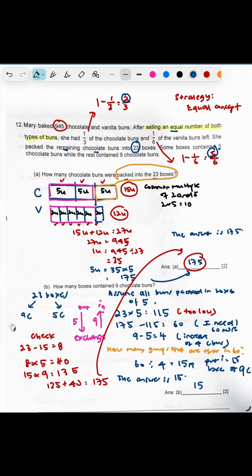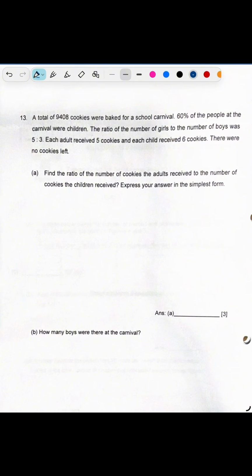Okay, let us move on to question 13. A total of 9,408 cookies were baked for a school carnival. 60% of the people at the carnival were children. The ratio of the number of girls to the number of boys was 5:3. Each adult received 5 cookies and each child received 6 cookies. There were no cookies left. Find the ratio of the number of cookies the adults received to the number of cookies children received. Express your answer in the simplest form.